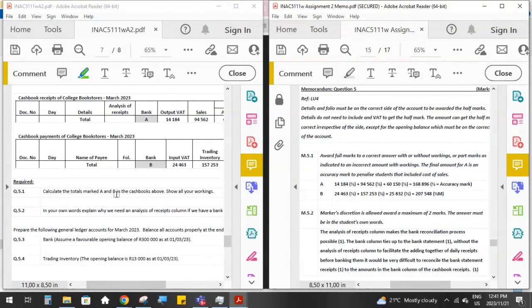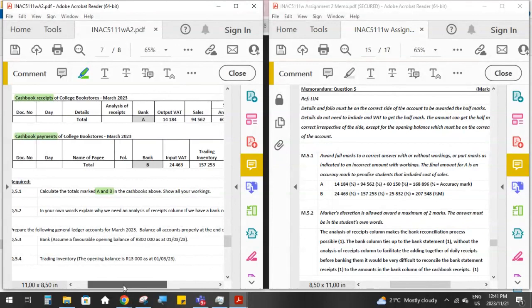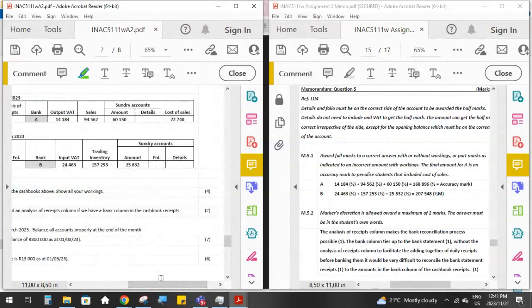5.1, calculate the totals marked A and B in the cash books above. So exactly what I've just said to you, this is cash book receipts, this is cash book payments, which means our equation rule is that the bank main column will always be the including VAT column, and everything on the right, that will be the actual VAT itself. Sales will be excluding VAT. Sundry amount will be excluding VAT.